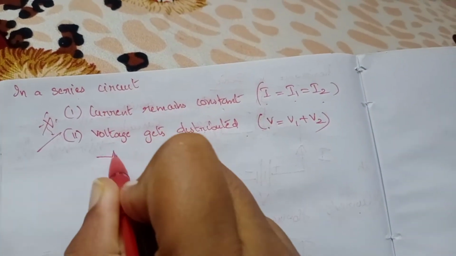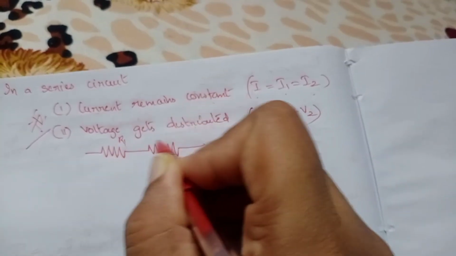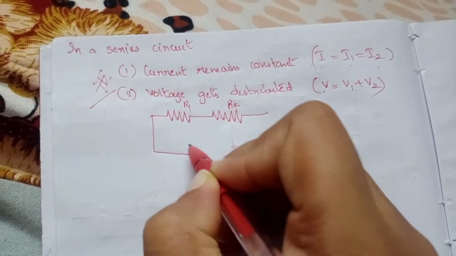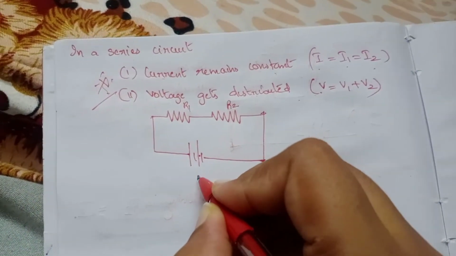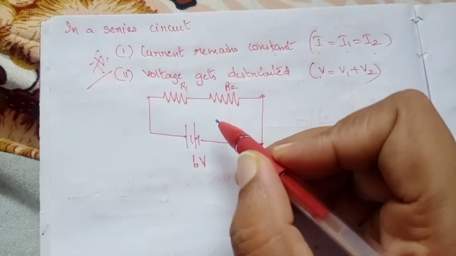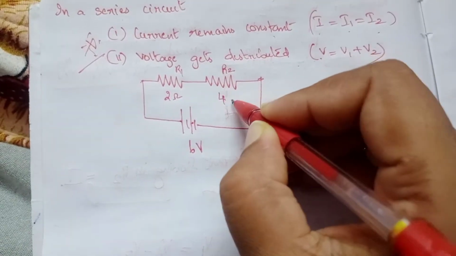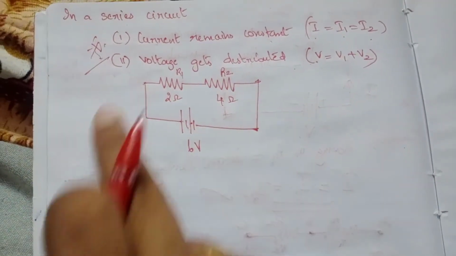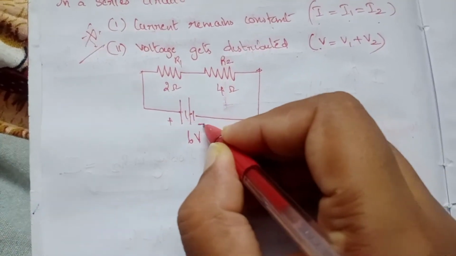So I told you that we have two resistances. For example, I am connecting two resistances in series. Let this be R1 and let this be R2. Okay, and I am connecting it to a voltage source. For example, I am connecting a 6 volt supply to this resistance. Let us say this is a 2 ohm resistor and this is a 4 ohm resistor. I am connecting these two resistors, 2 ohm and 4 ohm, in series, and I am connecting it to a 6 volt voltage. Okay, so how to find out the voltage?